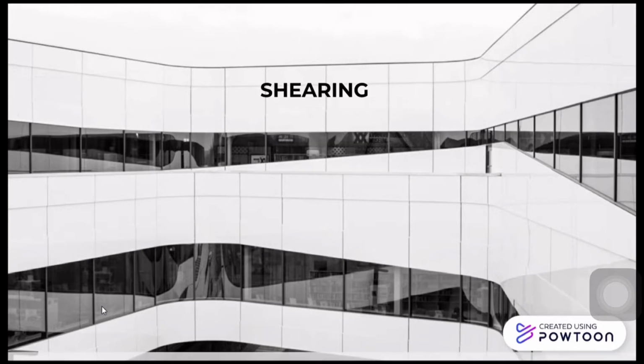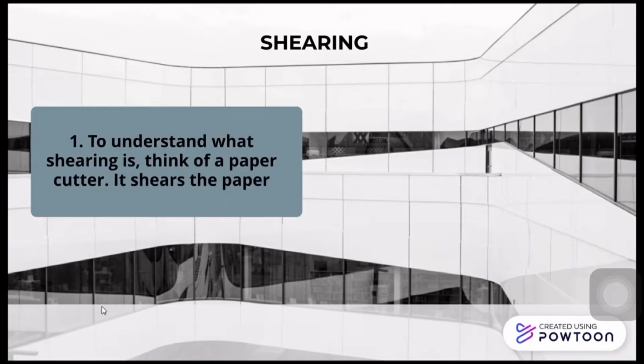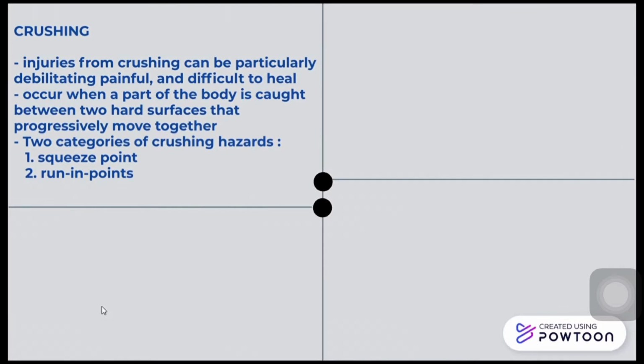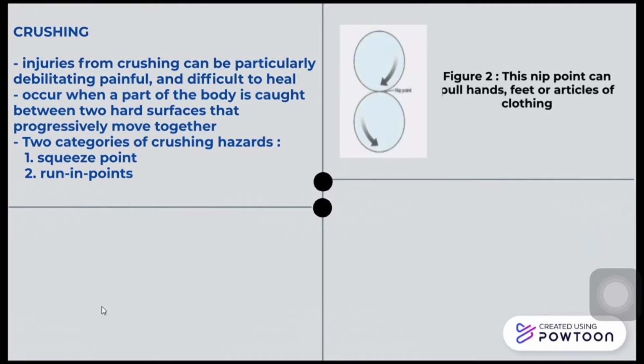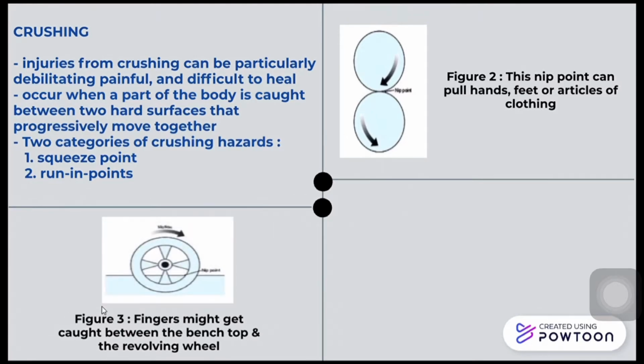It shears the paper. Power-driven shears for severing paper, metal, plastic, elastomers, and composite materials are widely used in manufacturing. Injuries from crushing can be particularly debilitating, painful, and difficult to heal. They occur when a part of the body is caught between two hard surfaces that progressively move together, thereby crushing anything between them. Crushing hazards can be divided into 2 categories: squeeze point types and run-in points. Machine gears and belt pulleys are examples of run-in point hazards in Figures 2, 3, and 4.